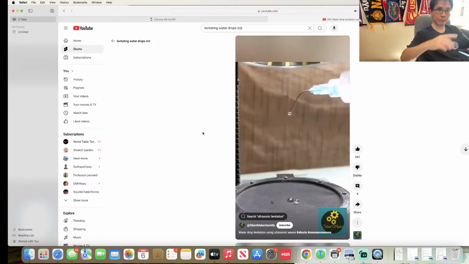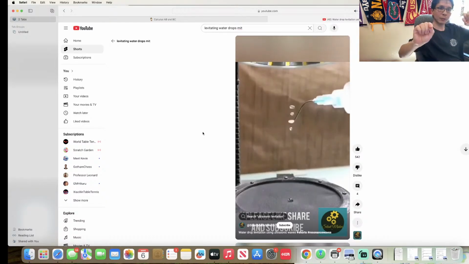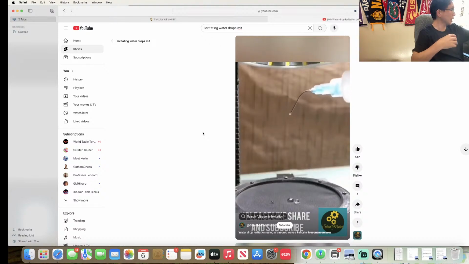So the top part has some type of sound wave, and the bottom part is a sound wave. They kind of cancel each other out. So when they cancel each other, where the node is, where you insert the water droplets, it's going to suspend right in the middle.